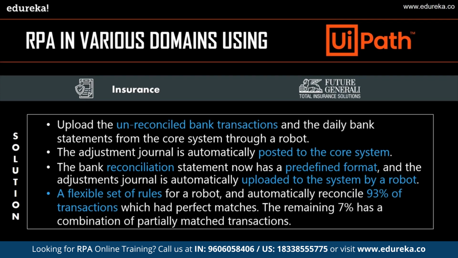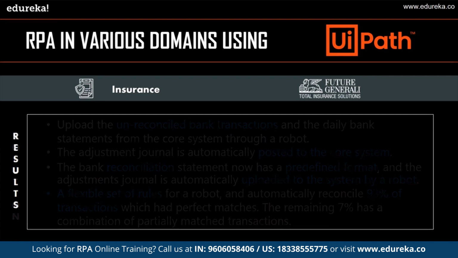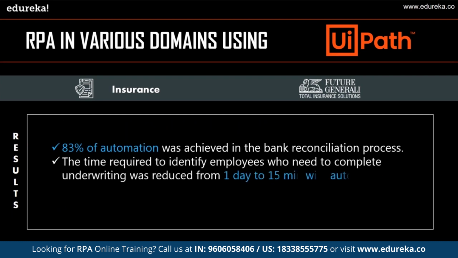So the results of Future Generali India Life Insurance Company Limited partnering with UiPath are as you can see on my screen. It was observed that 83% of the automation was achieved in the bank reconciliation processes, and the time required to identify the employees who needed to complete underwriting was reduced from 1 day to 15 minutes with automation, guys. That's a huge amount of time reduction, and on an overall basis, around 33 processes were automated.